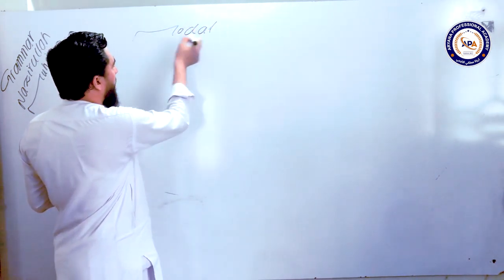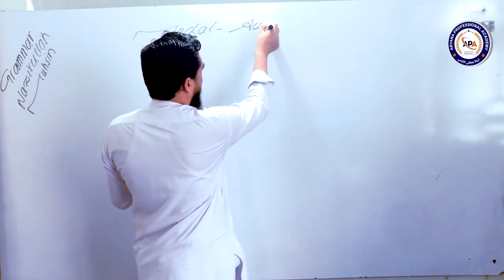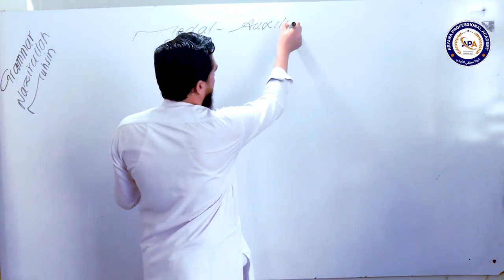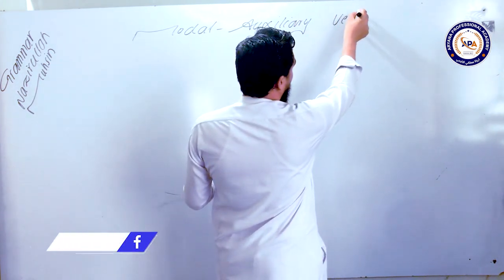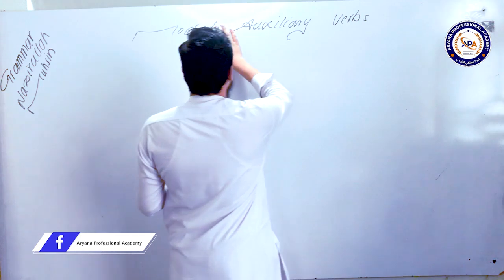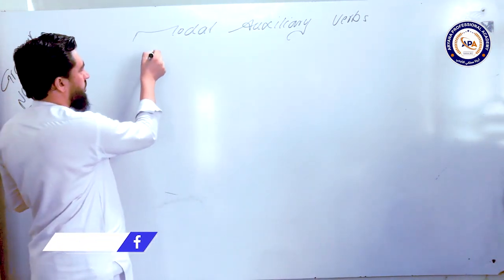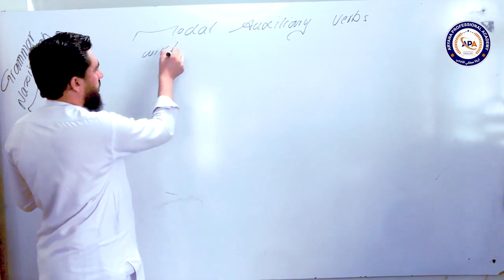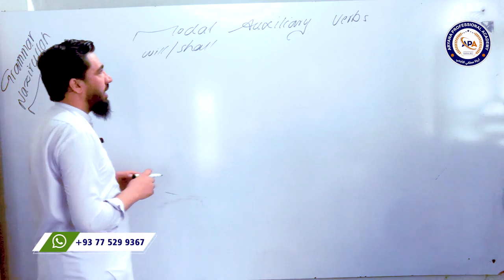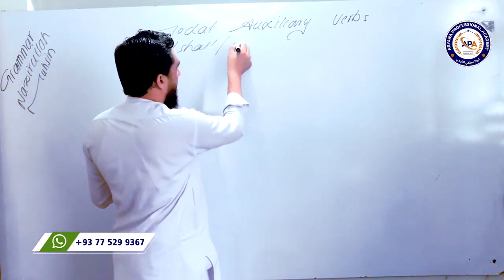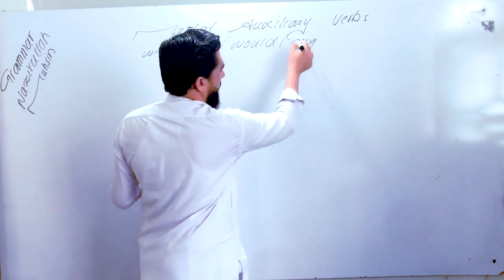As we started studying modal auxiliary verbs, so in this lesson, we'll talk about will, shall, would, and ought.